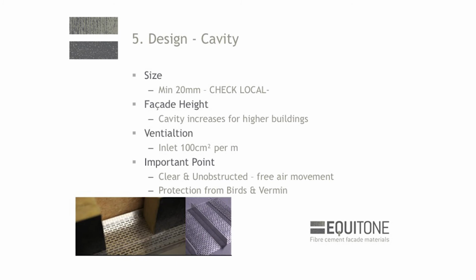Cavities. Minimum 20. Increases for higher buildings. We have a certain amount of inlet at the bottom. If you maintain the cavities all the way down, you're going to be safe. And we use a series of ventilated meshes to stop birds and vermin and everything getting in and out of the cavity. Okay? Question you're going to get.